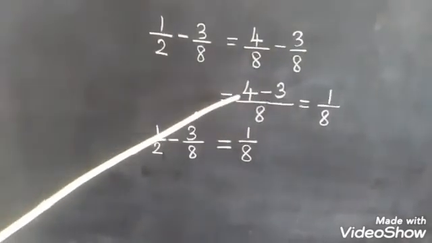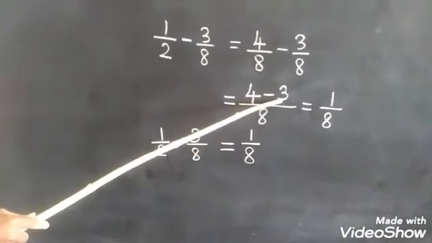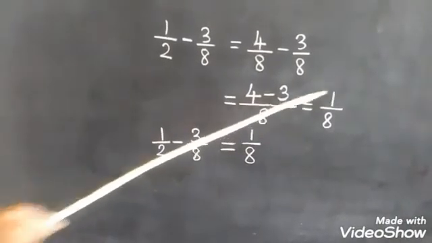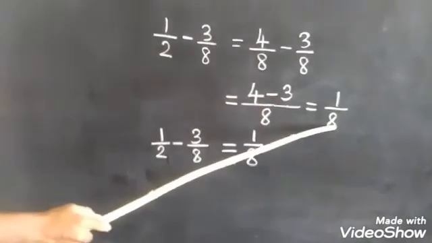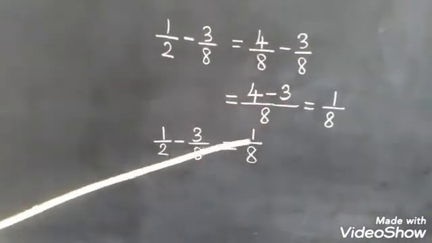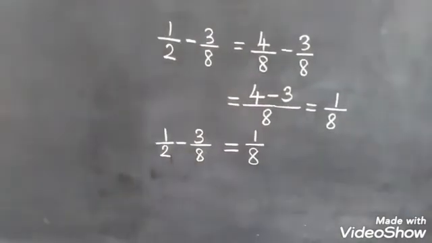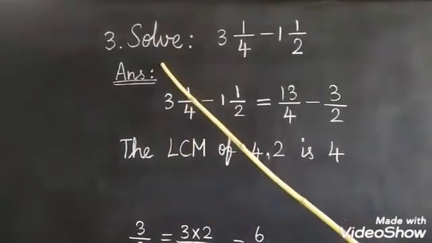So the answer is 1 by 8. Finally we get the answer 1 by 8. After changing to like fractions we have to subtract.